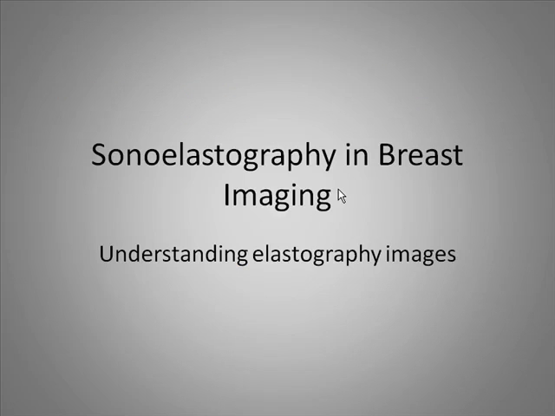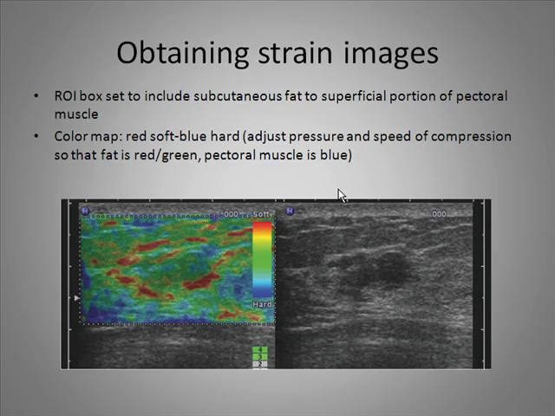So, understanding elastography images in breast imaging. Strain images need to be obtained in a particular way to be sure that the color map will be representative of tissue stiffness. So you're going to set your region of interest box to include everything from the immediate subcutaneous fat down to the superficial portion of the pectoral muscle. The reason for this is that the resulting color map will help to determine whether the force that's being applied is appropriate or not. The subcutaneous fat should be red and green, which is soft, and the anterior surface, the visualized portion of the pectoral muscle, should be blue.